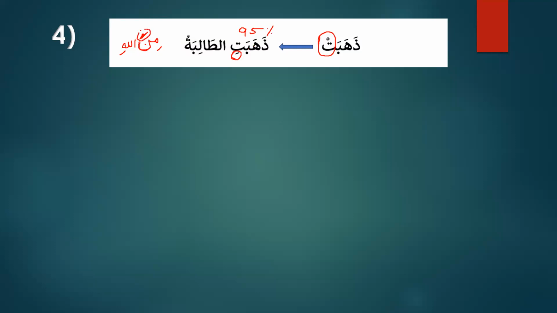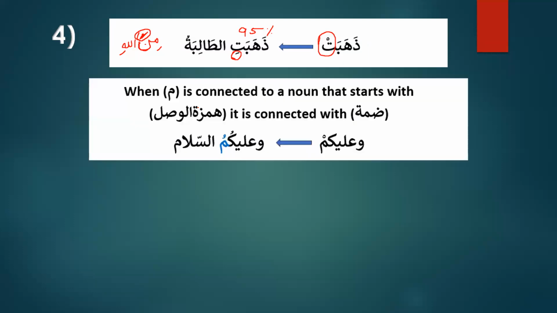And today we will learn a little bit more, let's say exceptions or more rules, about connecting a sakin to Hamzat al-Wasl. So you can see over here that when meem is connected, so we will learn about meem now, inshallah, connected to a noun that starts with Hamzat al-Wasl, it's connected with Dhamma. So meem has a different rule.